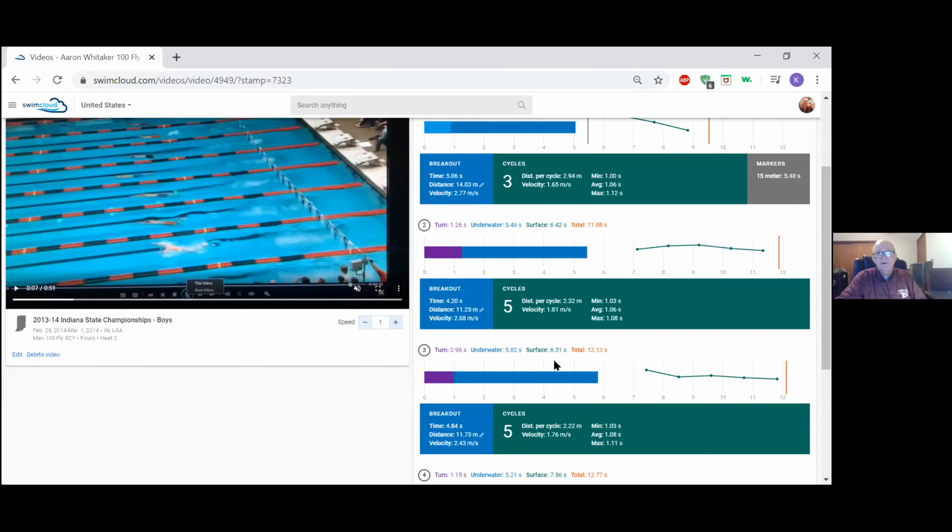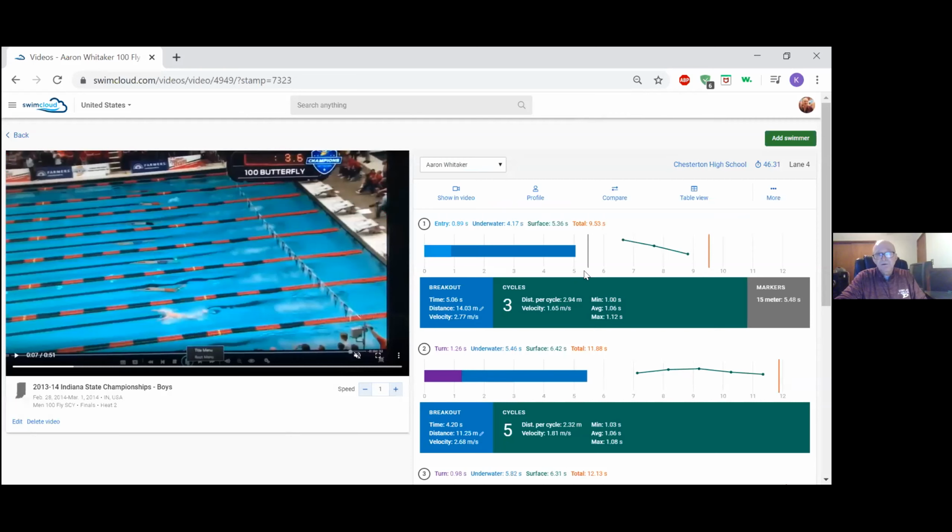metrics, practice and things. Great thing about SwimCloud is, you can take practice video and you can put it in there and it can show you how to do that as well. You can get the metrics from practice too. You can do quality sets, broken sets, anything like that. And it allows you to break the swim down pretty good.